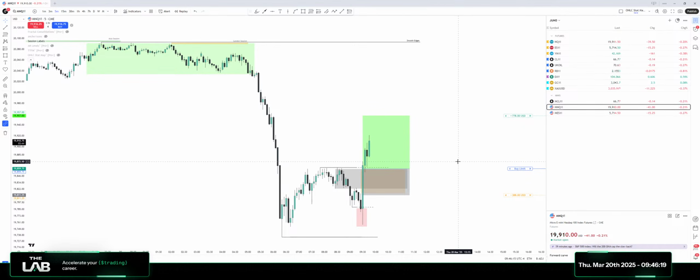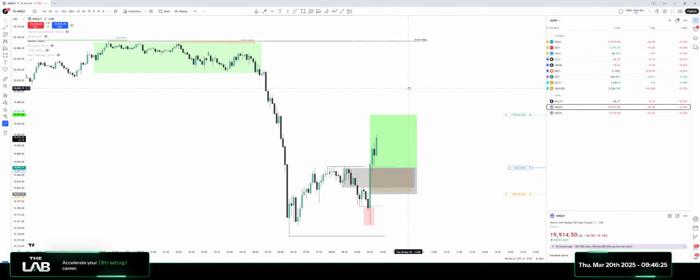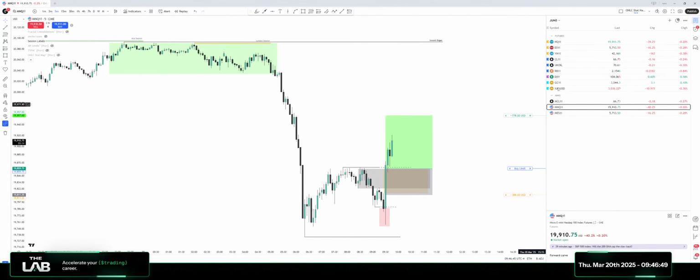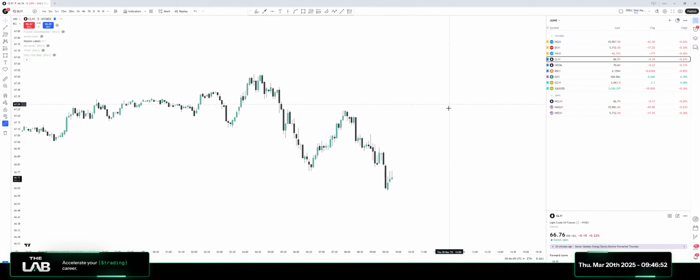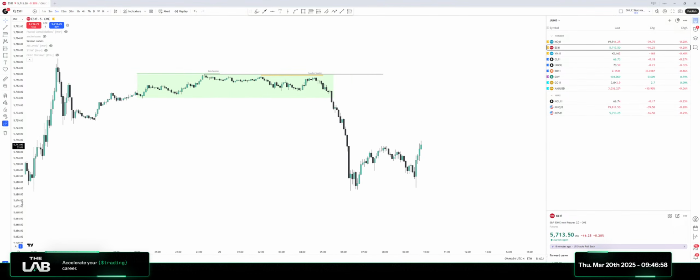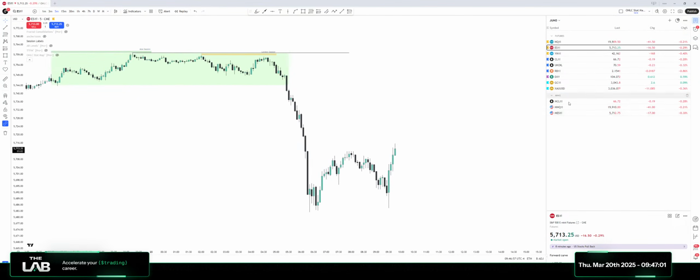It looks like it missed my entry, but again, I'm not gonna be bothered at this point. I don't know if I would want to enter that trade depending on that kind of close, to be honest. Okay. Yes, it seems to be trying to push higher.